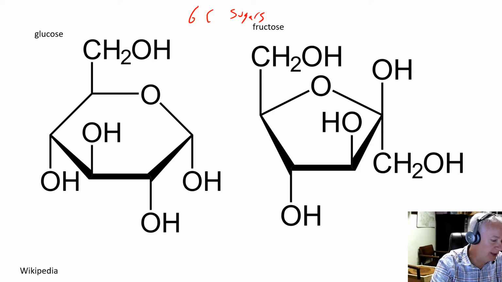Glucose is the primary product of the Calvin cycle. So it's the primary sugar that is derived from photosynthesis. It's also the primary sugar that's metabolized in respiration. Fructose, as its name implies, is commonly found in fruits.